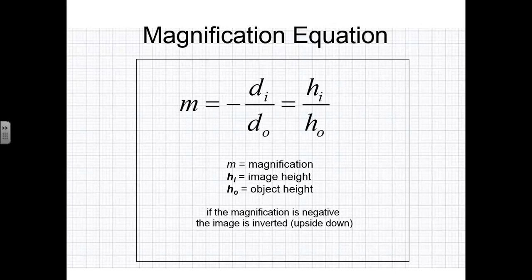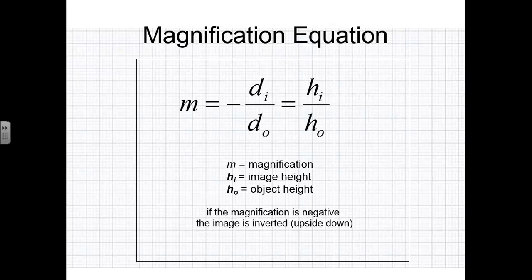Now, we could actually derive this in class if you want. It doesn't take that much work. It's really right triangle trigonometry. And what you find is that image height over object height is also related to image distance and object distance. Now there's a negative sign in here because if the image distance is positive, a real image, you actually get inverted objects. And so the magnification is negative when the image is inverted or upside down.